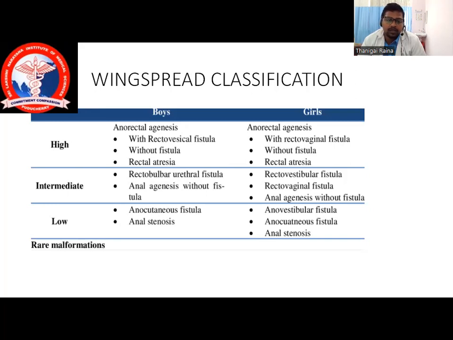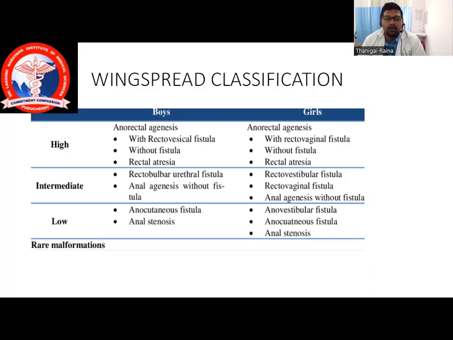Coming to intermediate, that is rectobulbar. Bulbar means the bulbar part of the urethra. So rectobulbar urethral fistula, and anal agenesis without fistula. Contrary to this, in girls it is vestibular fistula, rectovaginal fistula, and anal agenesis without fistula. Coming to low, in boys it is anocutaneous fistula and anal stenosis, and contrary to this, in girls it is anovestibular fistula, anocutaneous fistula, and anal stenosis. So in this Wingspread classification, high, that is anorectal agenesis, in both boys and girls, carries a poor prognosis.